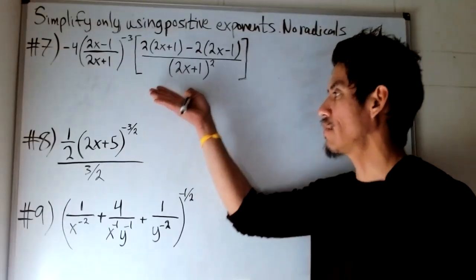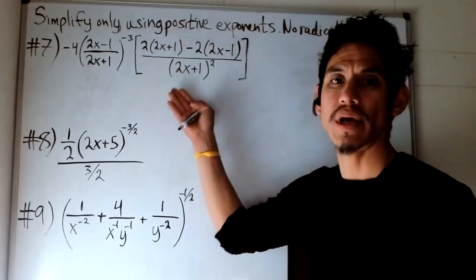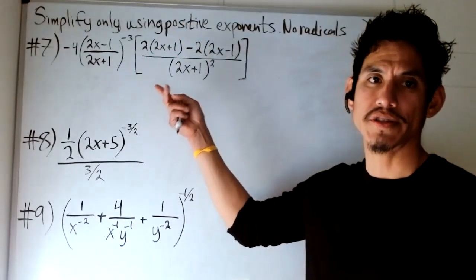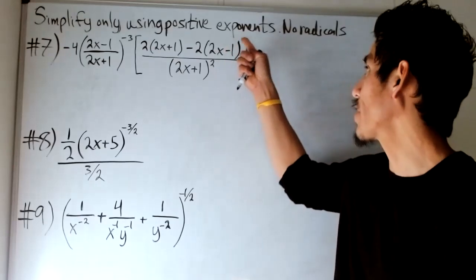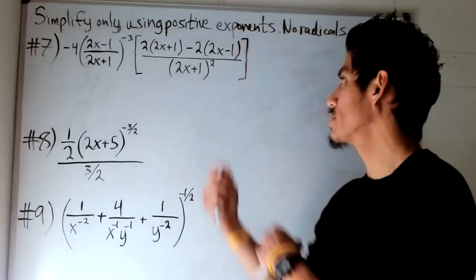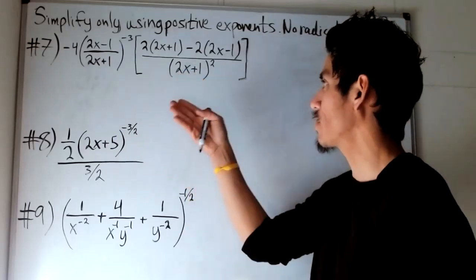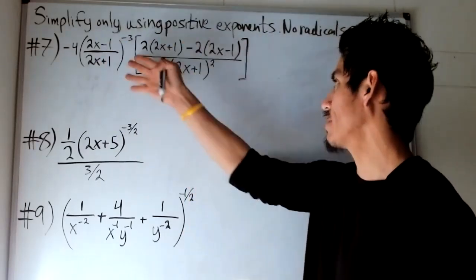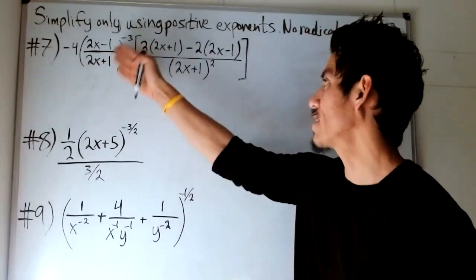All right, so here we have some more examples dealing with how we can simplify expressions, using only the final answer in rational positive exponents and no radicals. So let's look at this first one. Now, although it looks long and may look a little scary, let's just break it down one by one.